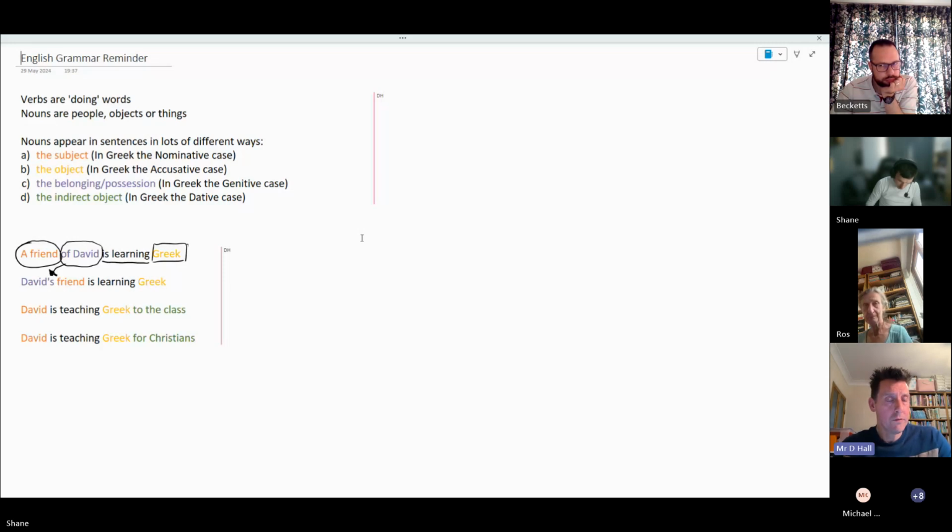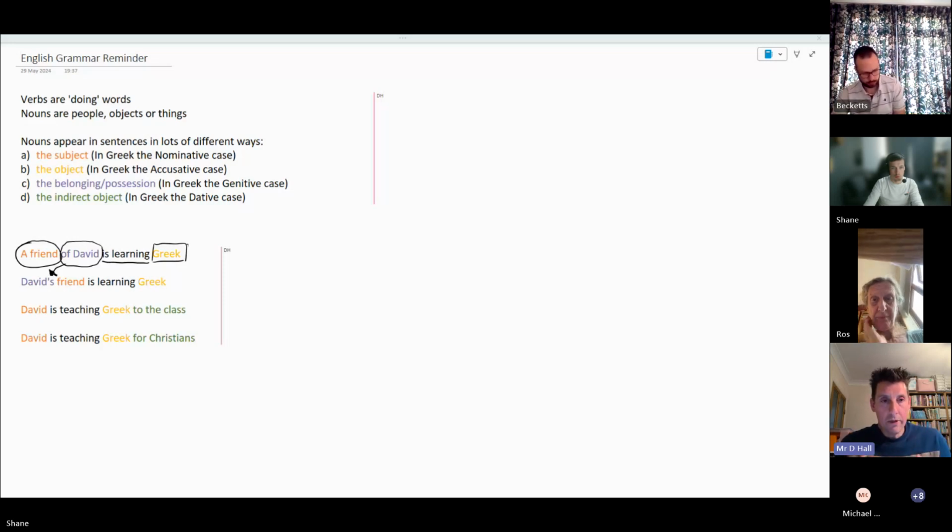In terms of the indirect object, we might have a sentence which makes perfect sense. David is teaching Greek. But then we add a little bit more information into our sentence by having an indirect object. I'm teaching Greek to the class. And so to the class is an indirect object, and in Greek it is in the dative case.